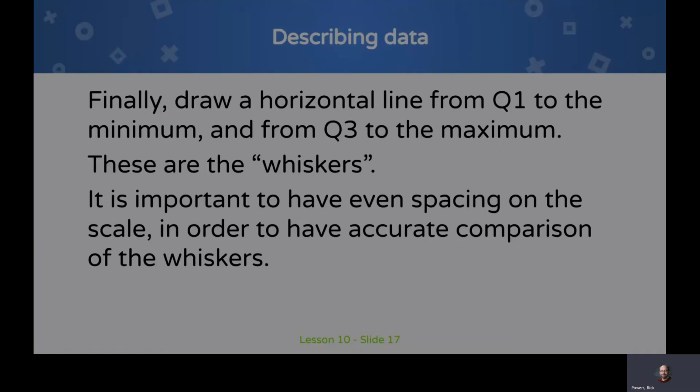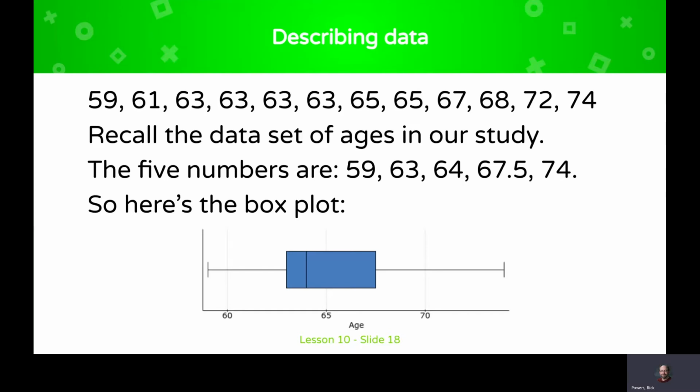Here's the data, recall, and here's the 5-number summary. 59 is the minimum, quartile 1 is 63, quartile 2 is 64, quartile 3 is 67.5, the maximum is 74. So here's the box plot.